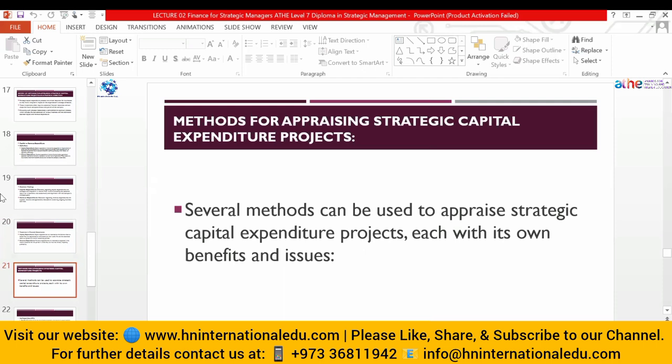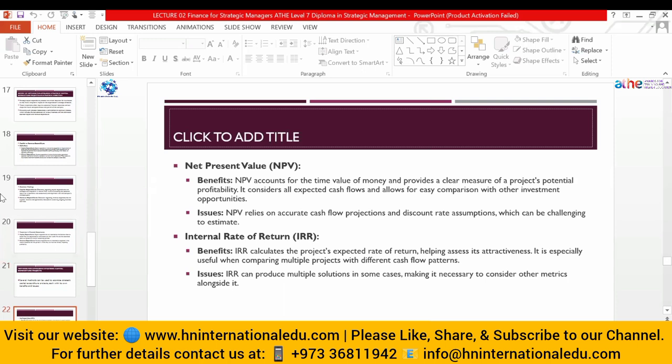That's the revenue. Methods for appraising strategic capital expenditure projects. Several methods can be used to appraise strategic capital expenditure projects, each with its own benefits and issues, pros and cons. NPV, net present value. NPV accounts for the time value of money and provides a clear measure of the project's potential profitability. Net present value means what is the value of an asset or the investment which we have done so far. It considers all expected cash flows, the money coming inside, and allows for easy comparison with other investment opportunities. If we have invested in project B, what will be the return? Because in the NPV, we have different varieties and options of the projects. Issues. Problem.